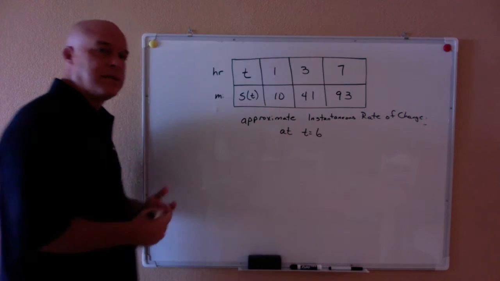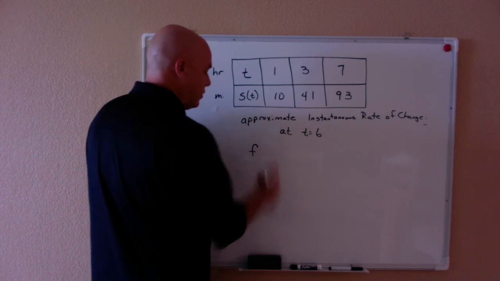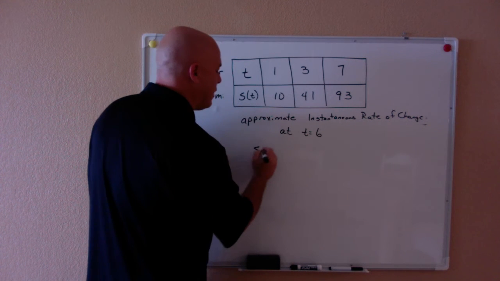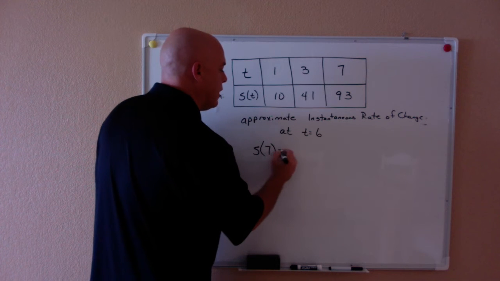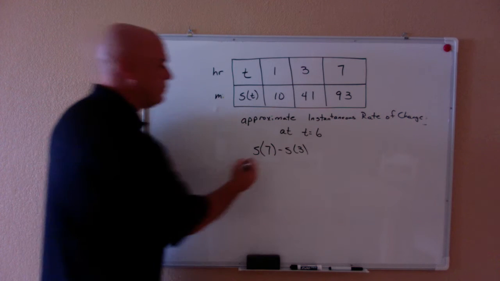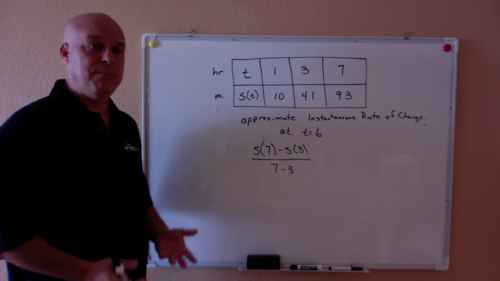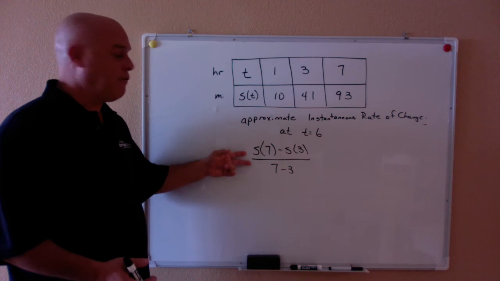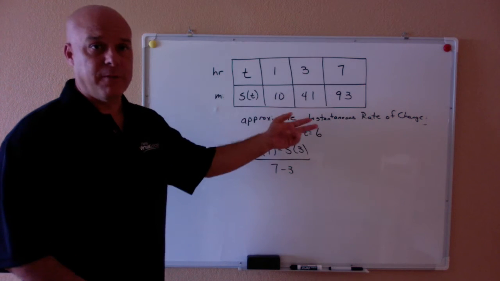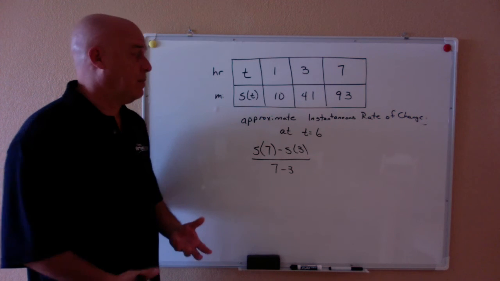So just like with the function that we had, I'm going to evaluate. Sorry, I changed the name of the function. We're working with function s. So we're going to evaluate s of 7 minus s of 3, the change in my dependent variable, divided by 7 minus 3, the change in my independent variable. So I'm using the average rate of change, or the slope of the secant line, from 3 to 7 to approximate what's actually happening exactly at time equals 6.